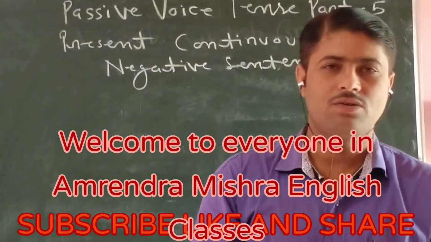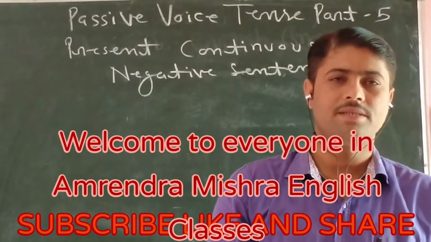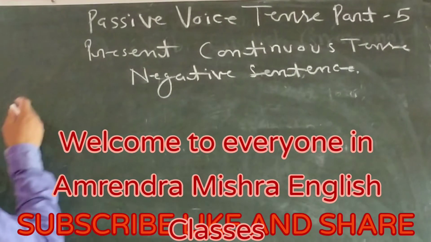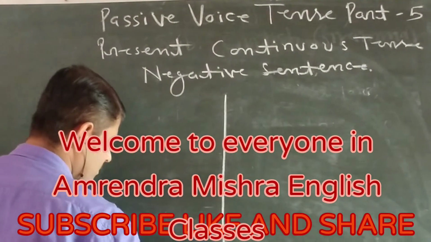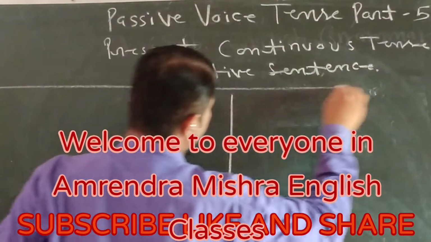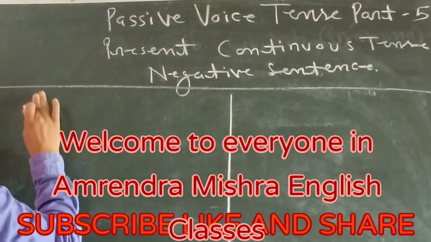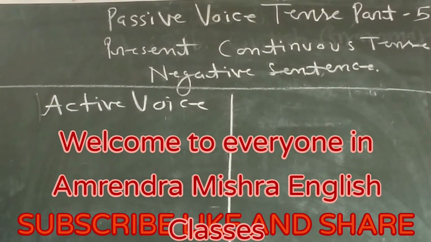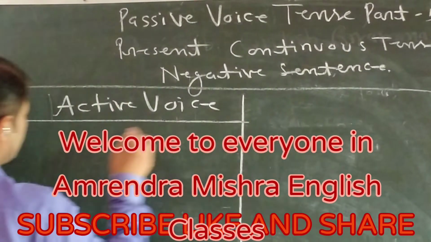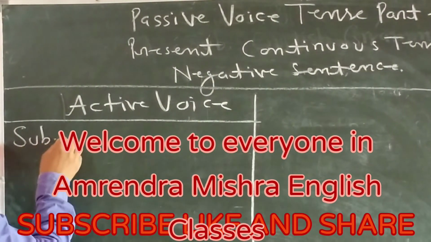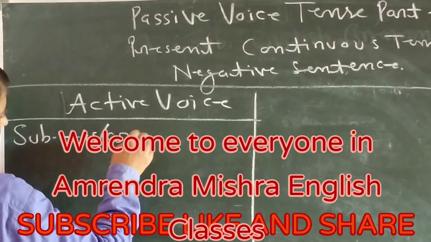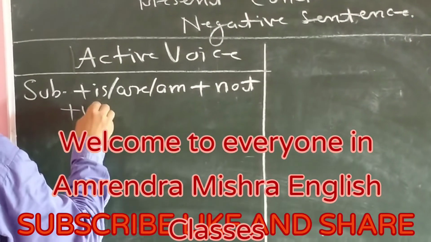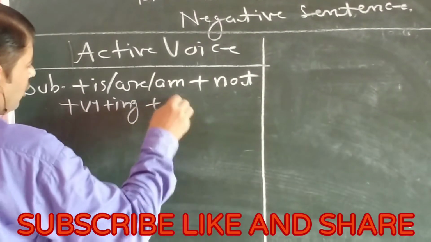English classes. Today we have to study the present continuous negative sentences. Okay, let's begin. When we make present continuous negative sentence, active voice tense, the structure is: subject plus is, are, am plus not plus main verb first form plus ing plus object.